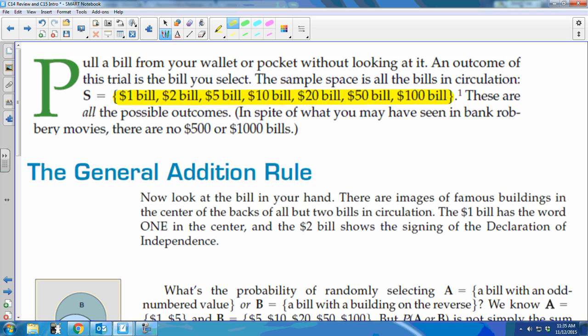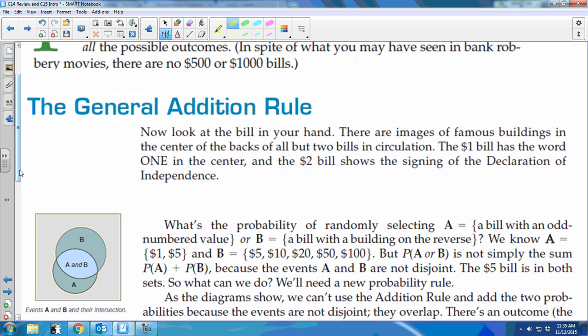Now it says, look at the bill in your hand. There are images of famous buildings in the center of the backs of all but two bills in circulation. The $1 bill has the word one in the center, and the $2 bill shows the signing of the Declaration of Independence, but the rest of them have a building. So it says, what's the probability of randomly selecting a bill with an odd numbered value or a bill with a building on the reverse?